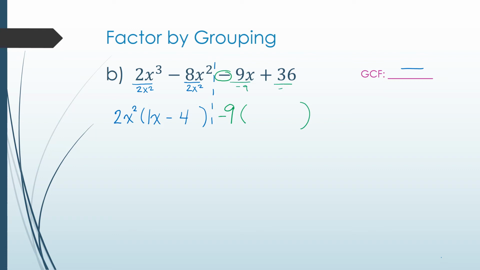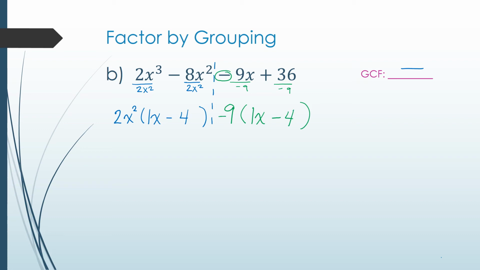So since we are factoring out a negative 9, it means we are dividing each of these terms by negative 9. Negative 9 divided by negative 9 is now a positive 1. And x has nothing to reduce with, so the x remains. Now we have a positive 36 divided by a negative 9, which is a negative 4.